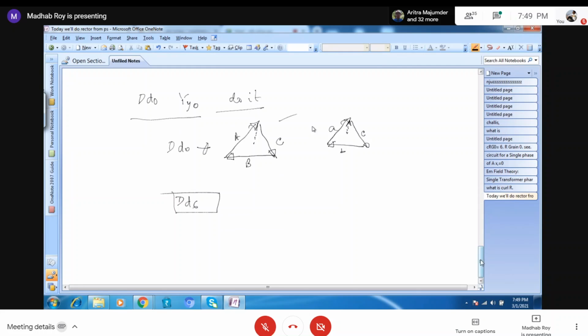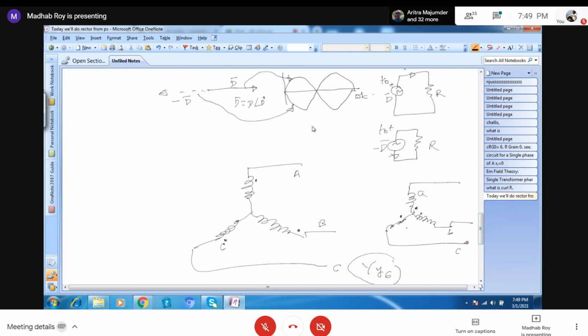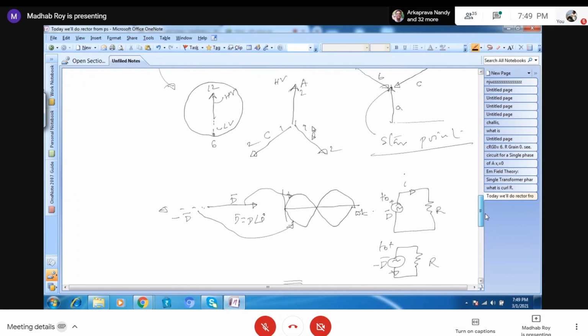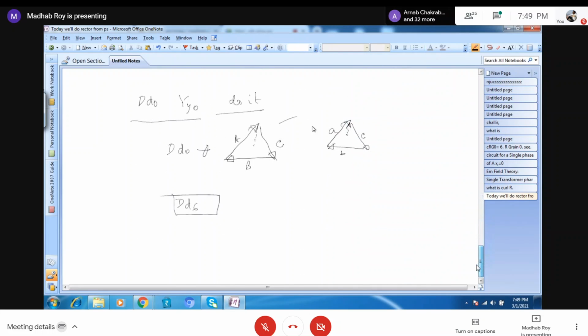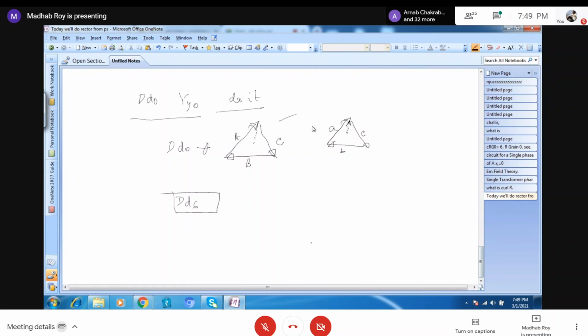Winding diagram means this one. Don't try this first. First try the phasor concept. Then you accordingly draw the winding. So that will be very convenient and you can understand also. Otherwise, it is not possible. So for DD6, again we are going for the same notation.